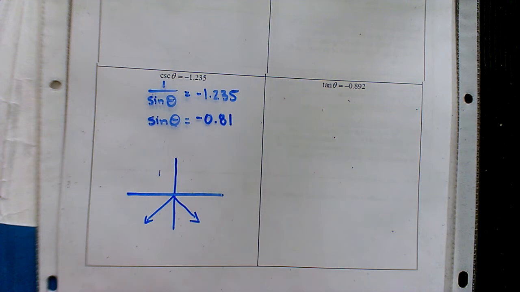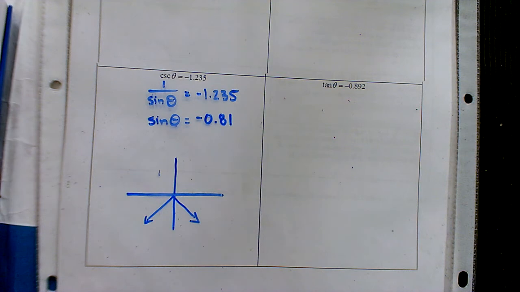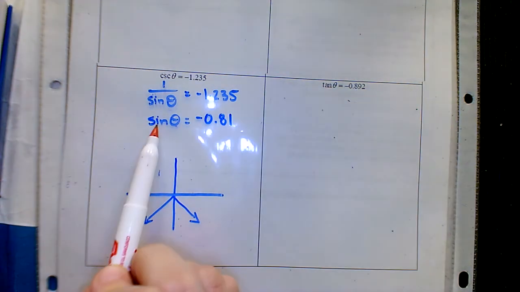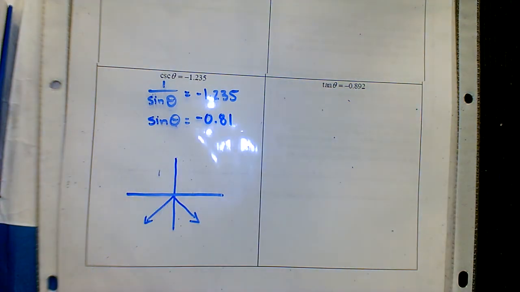Why? That's good. Well, because sine relates to y. In this case, y is negative. Good. So sine is representing a y value. Y values are negative in quadrants 3 and 4. Perfect. So we know where the two angles are located. Let's see if we can figure out what those exact angles are. So on your calculator, we're going to have to move the sine value over.